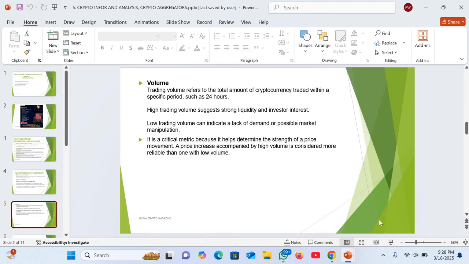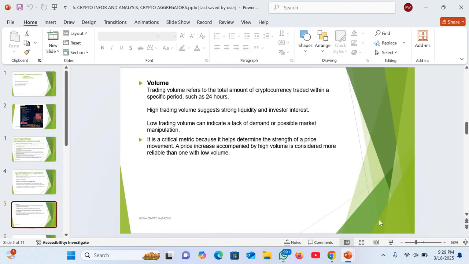And in most times, you will be paying attention to the volumes traded in the last 24 hours. So you'll be checking how much volumes of Bitcoin have been traded in the last 24 hours. How much volumes of Ethereum have been traded in the last 24 hours. And high trading volumes suggest strong liquidity and what we call investor interest. So there is one important point that I want to put across.